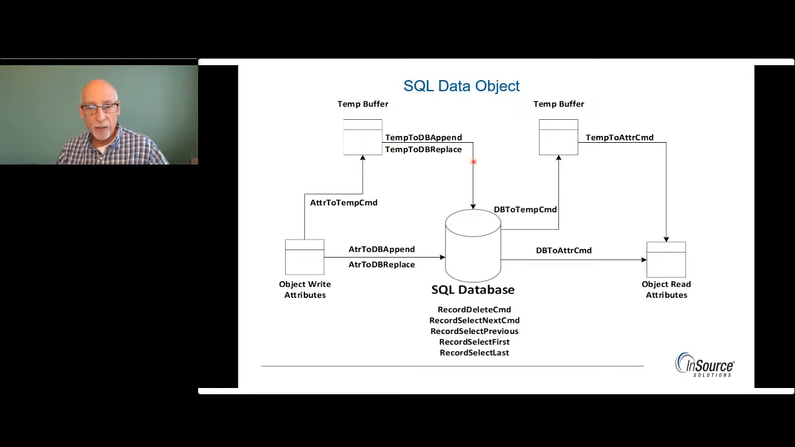Also, to extract the information, I have some commands that I can use. I can pull the information out and put it into a temporary buffer, and then I can write the temporary buffer to actual object attributes, or I can go directly from my database. Executing the db to attribute command, it's going to pull the information from my database and write that directly into object attributes inside System Platform.